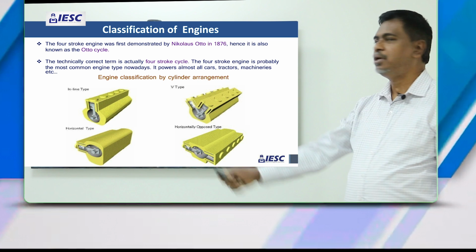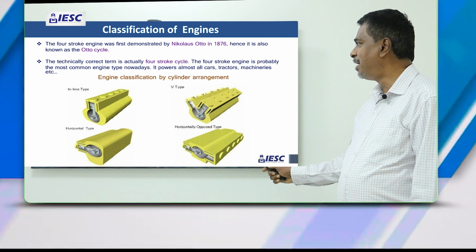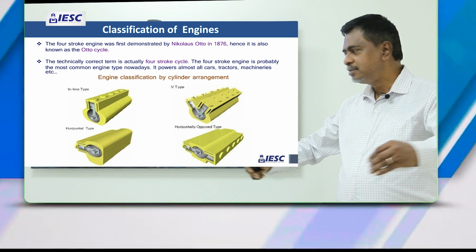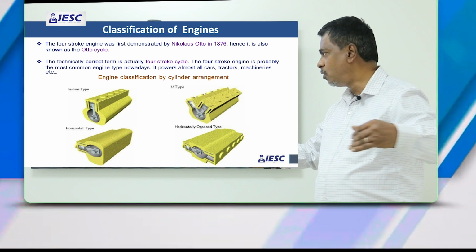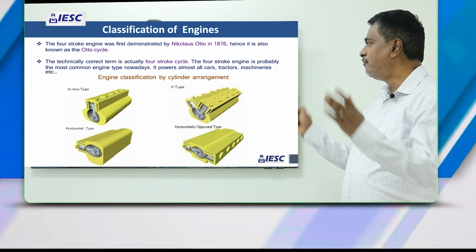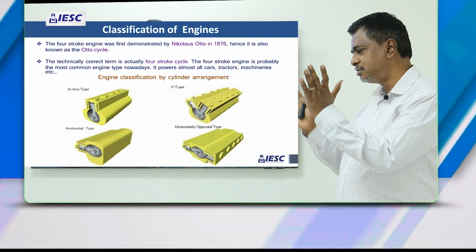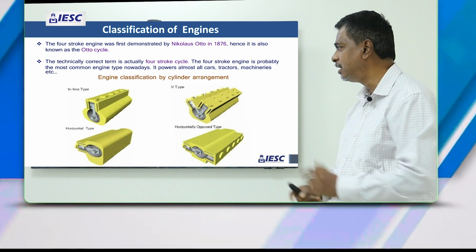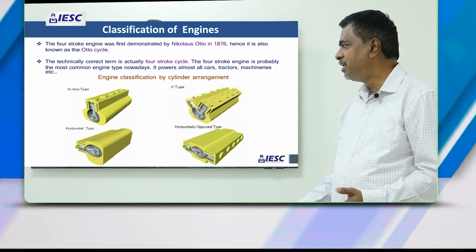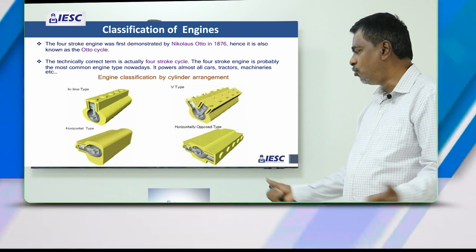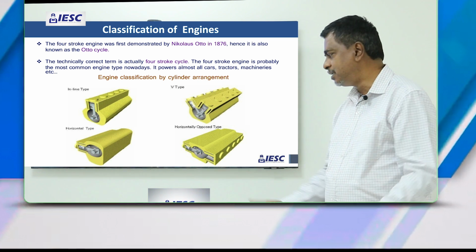So you can see in the picture the classification of engines by the cylinder arrangement. It can be inline, that is 6 cylinders in one row, or it can be a V type, for example an 8-cylinder engine, 4 cylinders on one side and 4 cylinders on the other side, and it can also be horizontal type, and the last one is the horizontally opposed, 4 cylinders on each side.